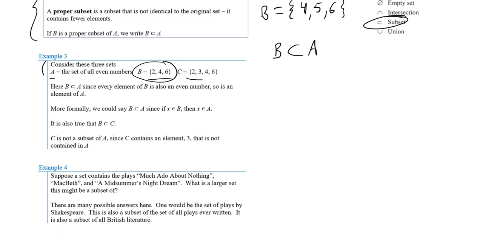So more formally, we could say B is a subset of A since if X is a member of B, then X is a member of A. That just means if the number is a member of B, then the number is also an element of A. I don't know if that sounded confusing, but it's a little bit tougher with that X as an element of part.